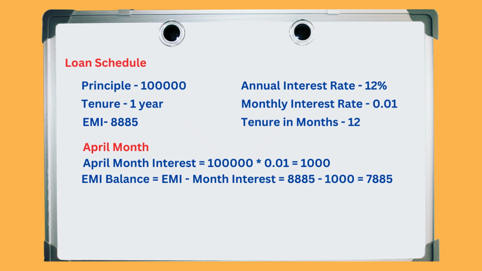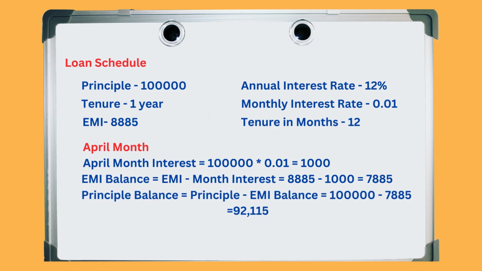So you'll be left with the 7885 rupees. Okay, and this 7885 rupees will be deducted from your principal of 1 lakh. So after 1 month of paying the EMI, once you pay the EMI on April 1st, your principal will become 92,115 instead of the 1 lakh rupees.